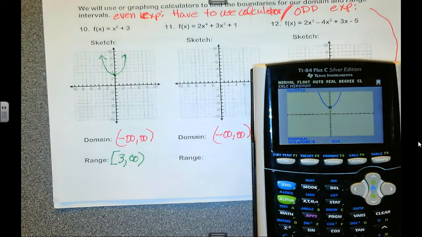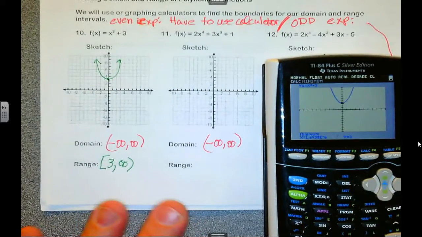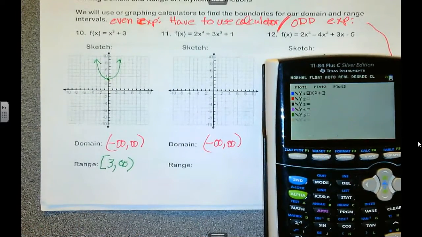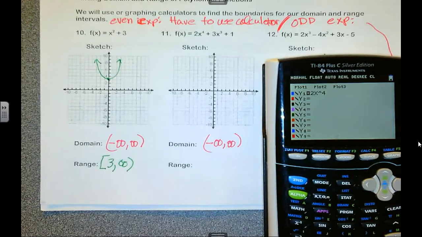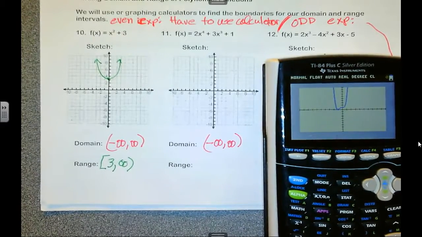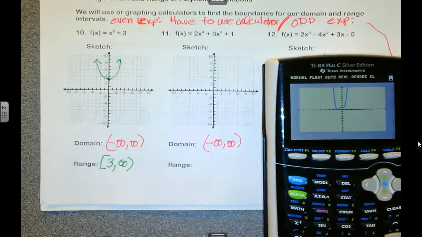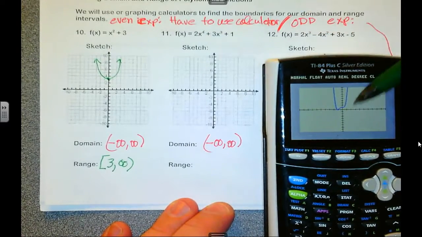Now the next one, you're going to have some work to do too. It's not going to be so easy. Put it in our calculator. 2x raised to the 4th plus 3x squared, cubed, plus 1. Graph it. It should have 2 bumps. There we go. Every time we go up, like to the 4th, to the 6th would have 3 bumps.